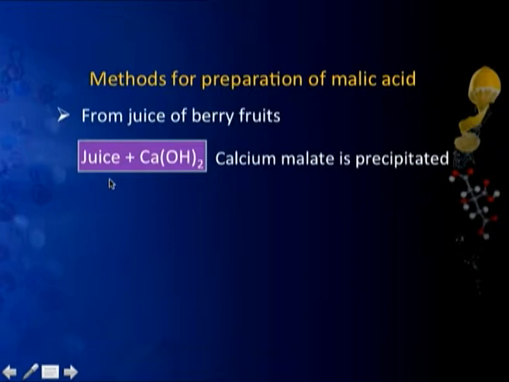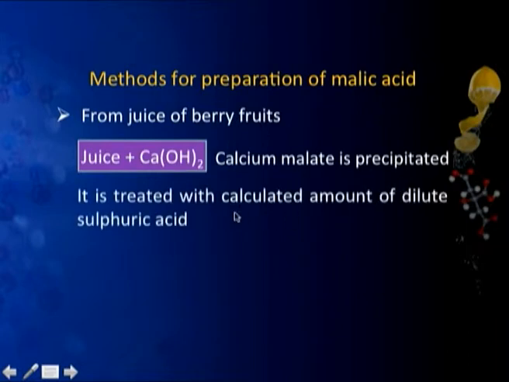This juice from the fruit is treated with lime, that is calcium hydroxide. In that case, the calcium malate is precipitated, which is insoluble. It is filtered and then it is treated with a calculated amount of dilute sulfuric acid to give us malic acid.